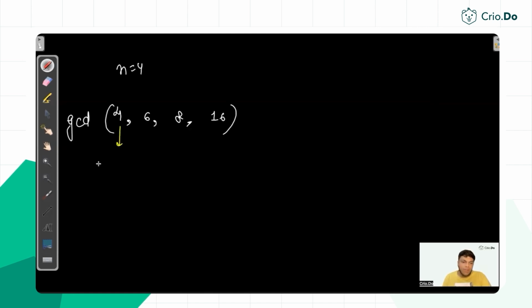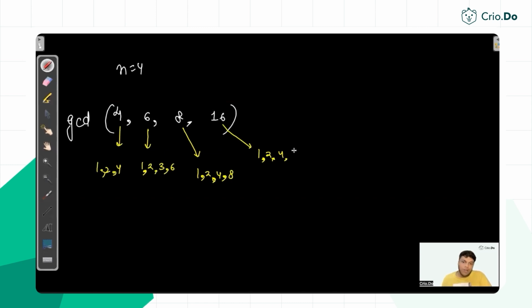What are the factors of 4? 1, 2, not 3, but 4. Only 3 factors. What about 6? 1 again, 2 again, 3 also this time. Not 4, not 5, but 6. What about 8? It will have 1, 2, not 3, but 4, and then simply 8, not 5, 6, 7. What about 16? We will have 1, again 2, but not 3 this time. We will have 4 for sure, because 16 is a multiple of 4.